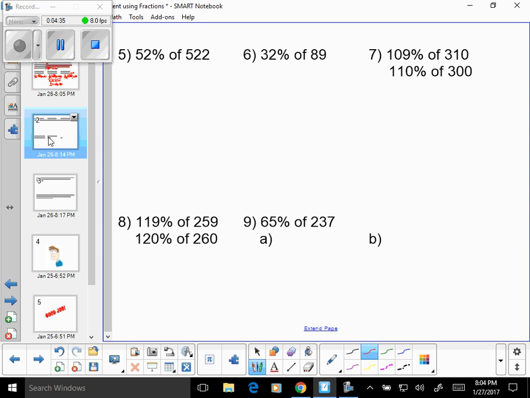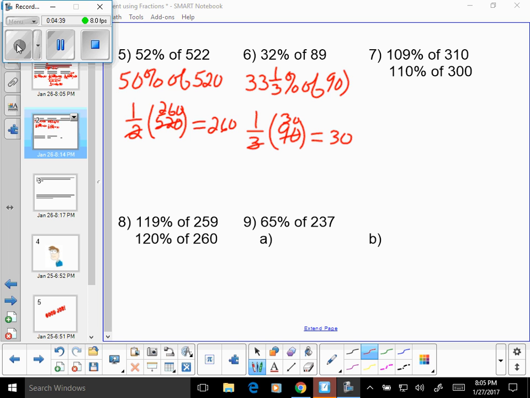You hit pause and do 5 and 6. Okay, let's look at 5 and 6. I chose to use 50% of 520. 50 is very close to 52. Half of 520, 260. In number 6, I have students who will usually go down to 30%, and that would work too. You're going to take 30% of probably 90, which would cancel the 9, 3, 27. That would be okay too.